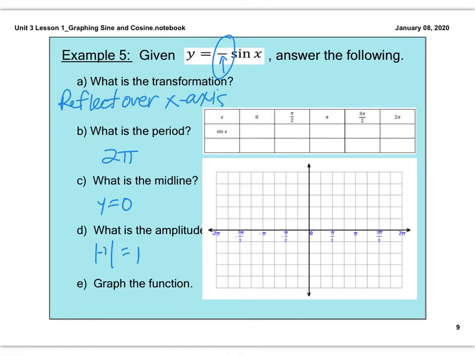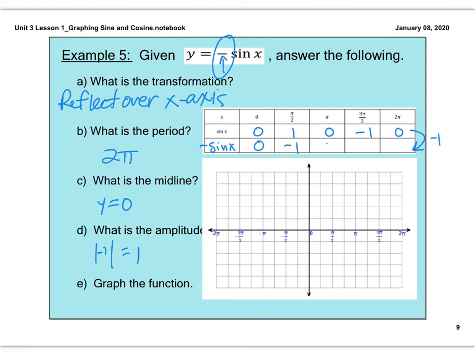And now think of your sine values. At 0 radians, our sine is 0. Then it's 1. Then it's 0. Then it's negative 1. Then it's 0. Okay, but we want to know what happens if it's negative sine x. So what you're going to do is multiply all those values by negative 1. Okay, so let's see, 0 times negative 1 is still 0.